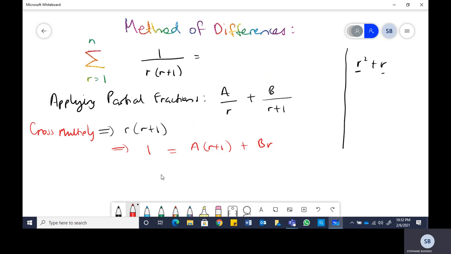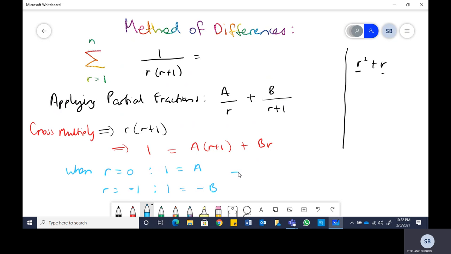All right, and two of the values we are definitely going to substitute are when r has a value of 0, what will we get here? Well, let's see. When r has a value of 0, this goes to 0, and you will get A. And also, you can use when r has a value of negative 1. When r has a value of negative 1, on the left you still get this, and this whole part with A goes to 0 and you get negative B.